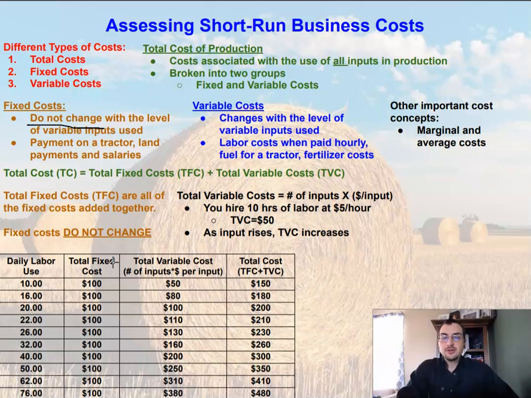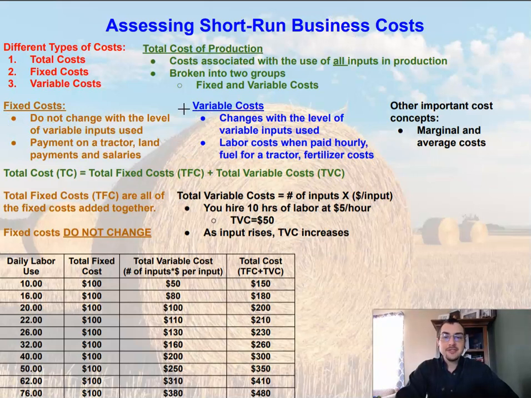So if your costs do not change based off of the level of input or even the level of output, that's a fixed cost. Like I was saying, it's things like tractor payments, it's land payments, it's salaries, it's all of those things that are a constant price from month to month and do not change. That is the key aspect about a fixed cost, is they do not change with the level of inputs.